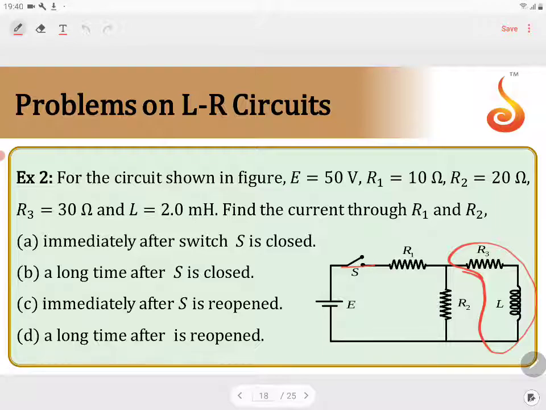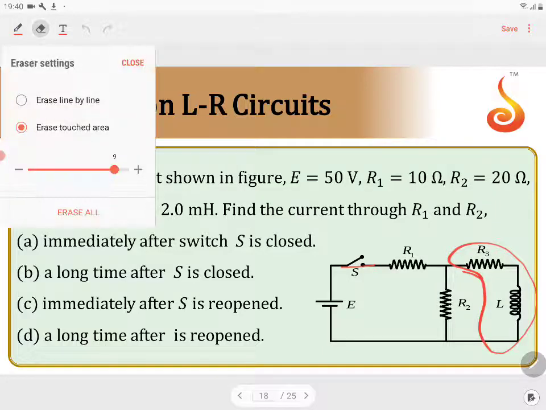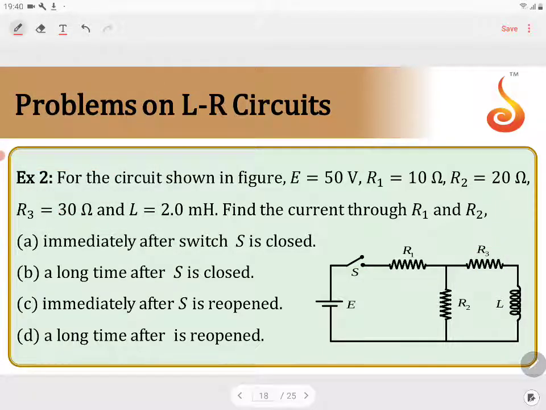A long time after S is closed, the inductor behaves like a zero resistor. So current will flow through R1, R2 and also R3. Now we have to take R3 into account in the circuit. So R3 and R2 are in parallel, that is 30 and 20 in parallel: 30 into 20 divided by 30 plus 20, that is divided by 50.